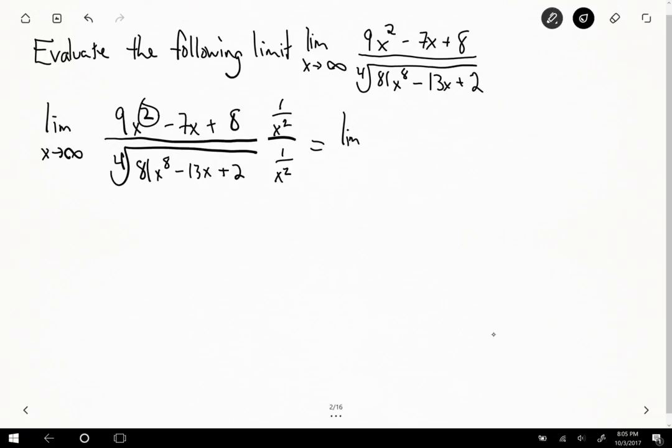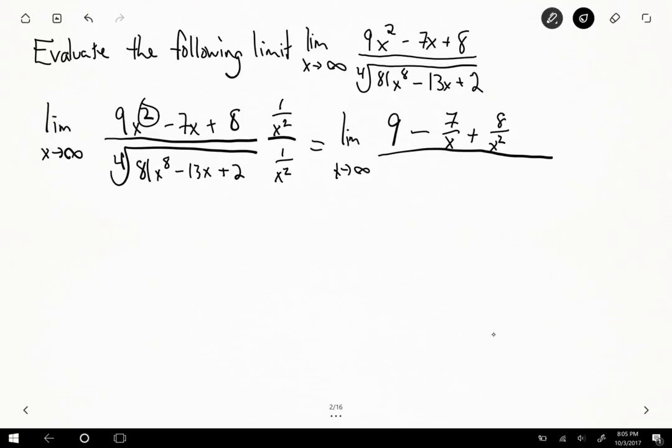Okay, so when we multiply that on through, what do we have? Well, the numerator will be easy, and remember we have to multiply it times each term. Most people just multiply it by 1 and they forget about the rest. So 9x squared times 1 over x squared gives us 9. 7x times 1 over x squared will give us 7 over x, and plus 8 times 1 over x squared is 8 over x squared. Okay, and we still have our denominator.